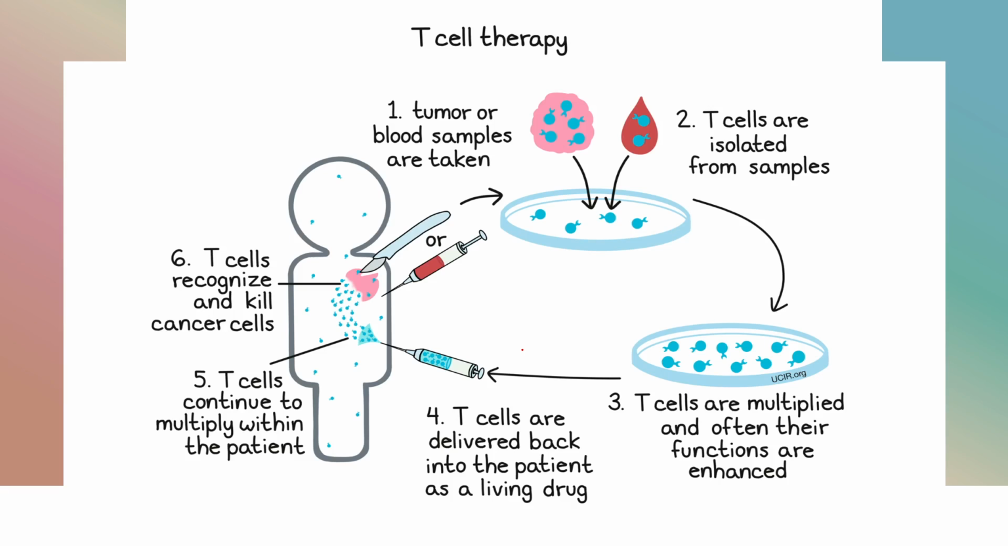Fine. So from blood sample and tumor cells, T cells have been isolated, and then the T cells are multiplied and often their functions are enhanced. So why are we talking about T cells more? Because T cells have the efficiency to kill the tumor cells. There are different types of drugs and medications available, but we want to do it in a natural manner. So this is the natural mechanism present inside our body, right?